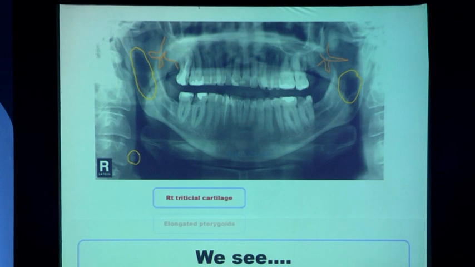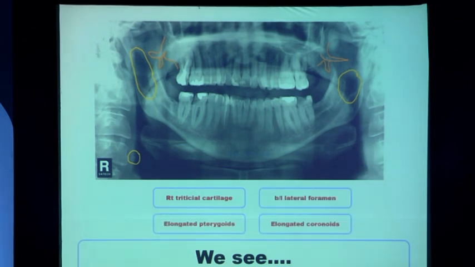Okay, this is what it is. This patient has, number one, elongated coronoids bilaterally. This is the coronoid, right? If you follow the coronoid anatomy, it's here, it's ending here. This is far ahead and superior to the level of the condyle, on both aspects.